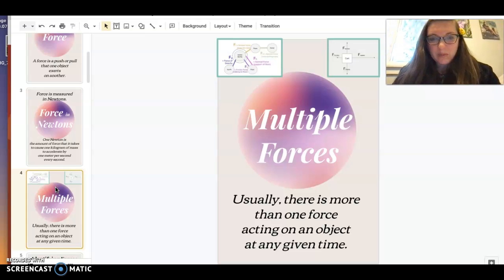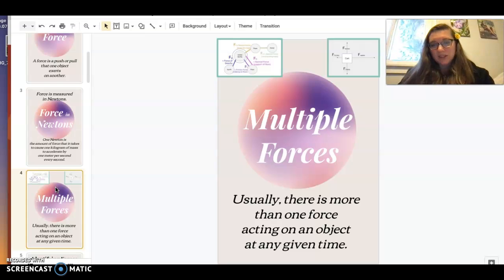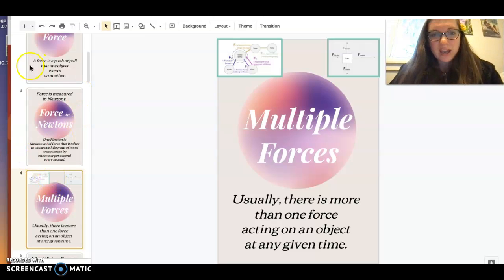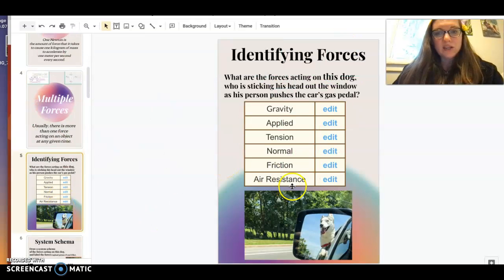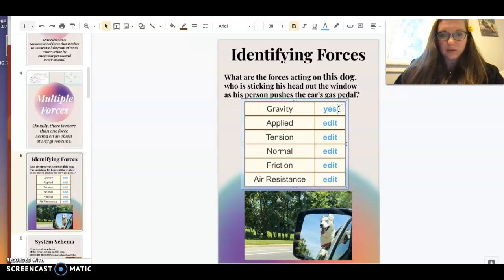Okay, so multiple forces. There are usually multiple forces acting on an object at any given time, and you've seen this with the system schema and with the free body diagrams. If we were going to identify the forces acting on this dog, we could say that yes, there's gravity there. The person pushes the car's gas pedal, so there is an applied force there, but not on the dog. So we could say no.